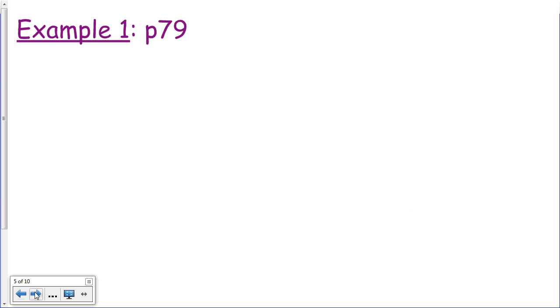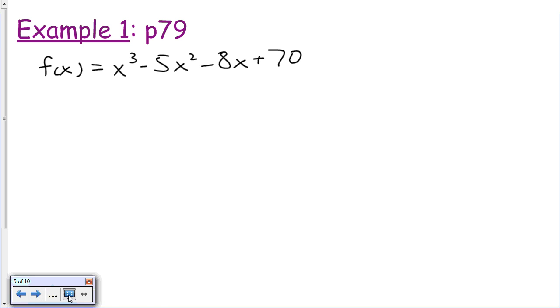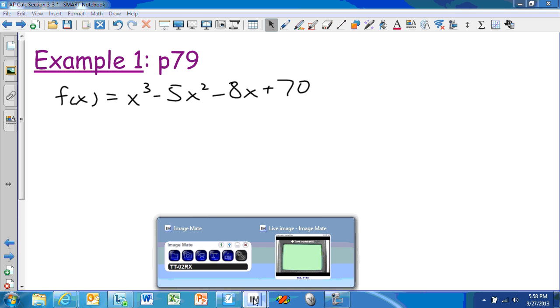All right, let's take a look at an example, and we'll actually sketch a derivative function in this example. In example 1, they give us a function. It's a cubic function. f of x is equal to x cubed minus 5x squared minus 8x plus 70. So there's our function. And for part A, it says plot the graph of f and f prime, that is the numerical derivative of f, on the same screen. Well, let's take care of the first of those two. That we've done many times, so let's try that out.